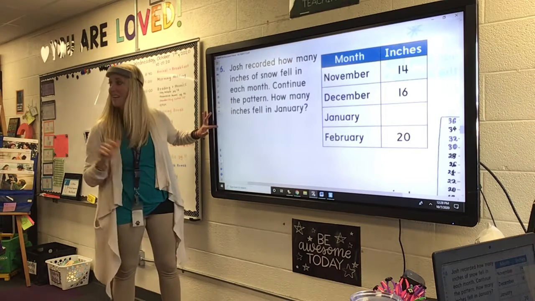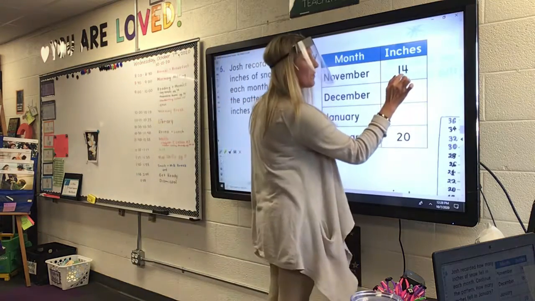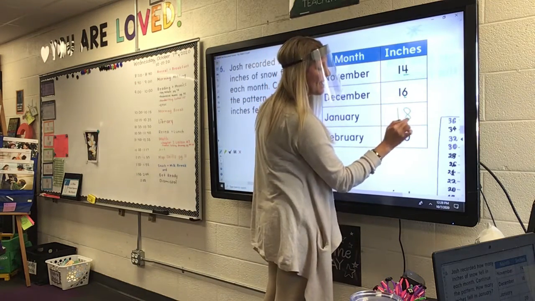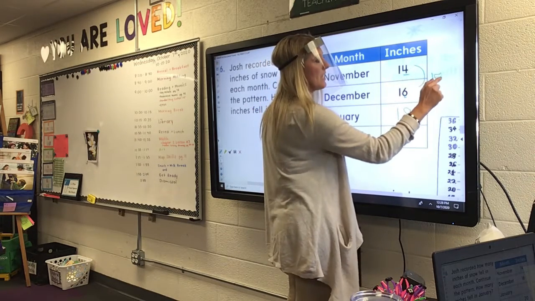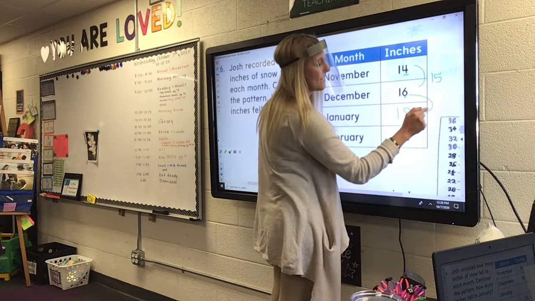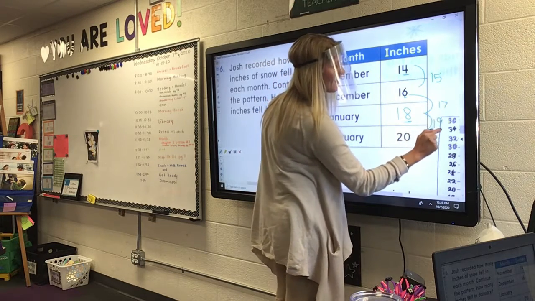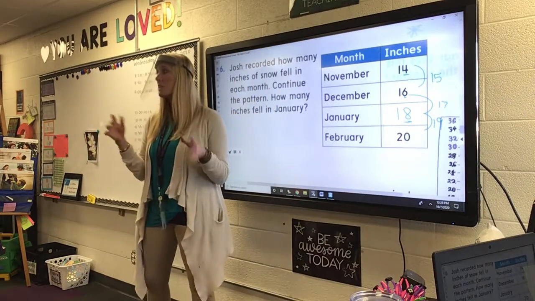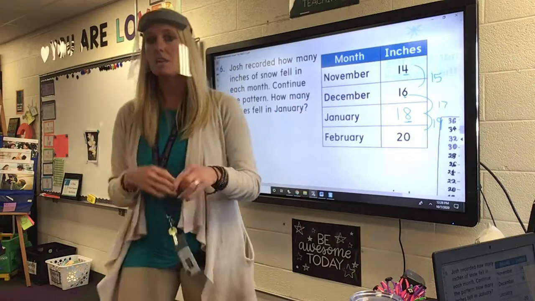It goes 2, 4, 6, 8. Good job. Corla saw it's going like 2, 4, 6. And if you were counting, it'd be 14, skip 15, 16, skip 17, 18, skip 19, 20. That's another way to do it too. If you don't know, you could try to skip count. Done. Okay? All right.